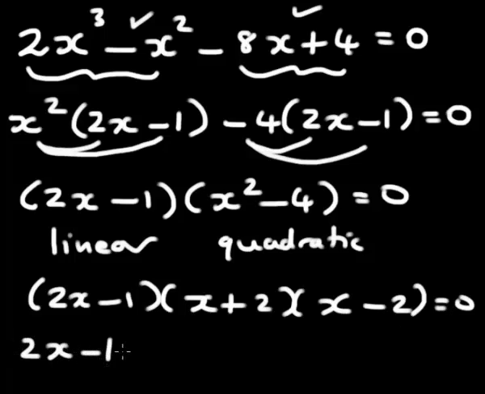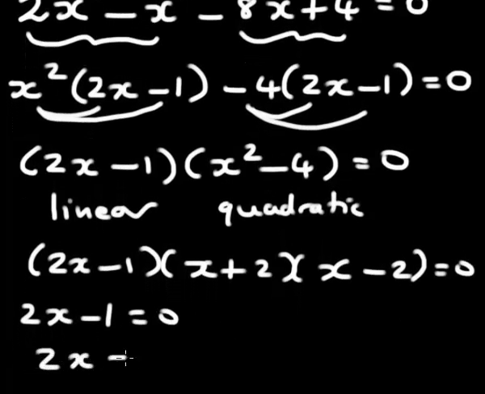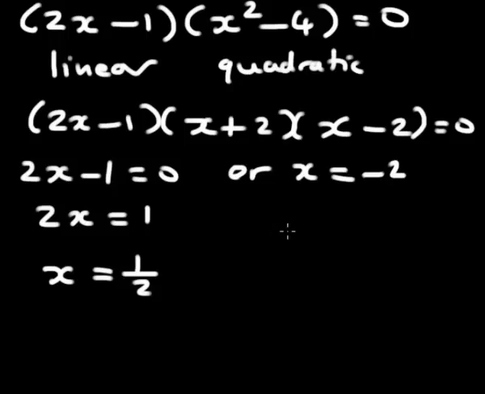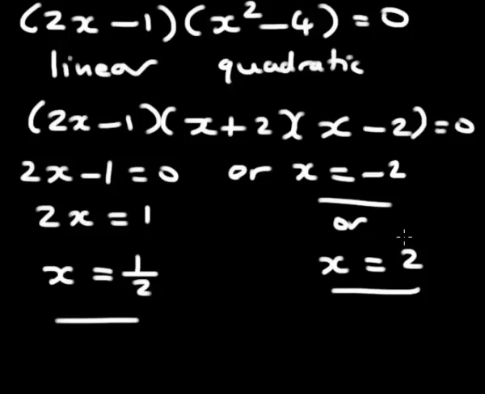So 2x minus 1 is 0. 2x is equal to 1. There we go. And what is your x equal to? It's a fraction. x is half. Not really a factor per se of 4, the constant term, but doesn't matter there. Or x equals negative 2, or x is equal to 2. So there's 3 solutions to the equation. These two are factors of the equation. Can you see there? And we've got a linear and a quadratic here.